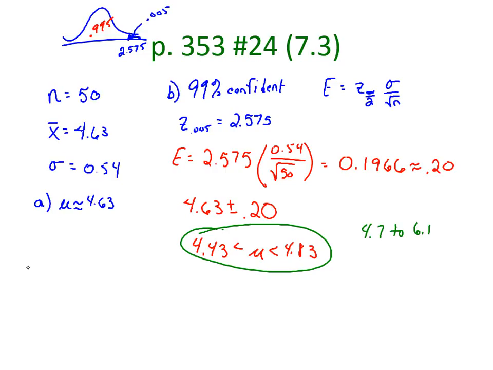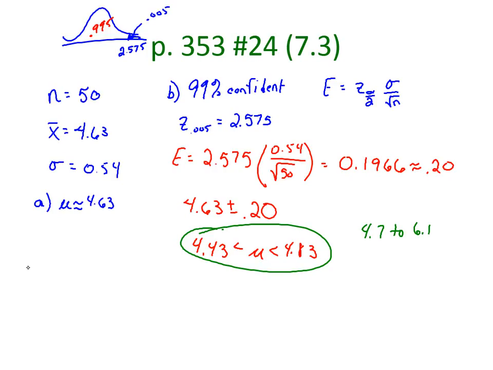Now, let me ask this question before I even ask the next part. What does it mean when I tell you that the mean number of red blood cell counts per microliter is between 4.43 and 4.83? What's that even telling me? Does it tell me that sometimes the mean is 4.5 and sometimes the mean is 4.7? It's not saying that sometimes it's this and sometimes it's that. What am I actually saying?